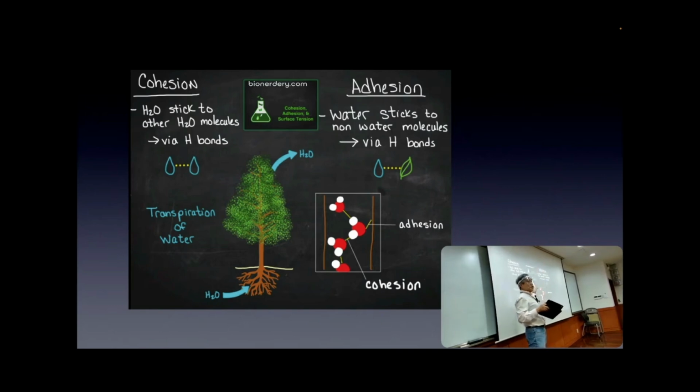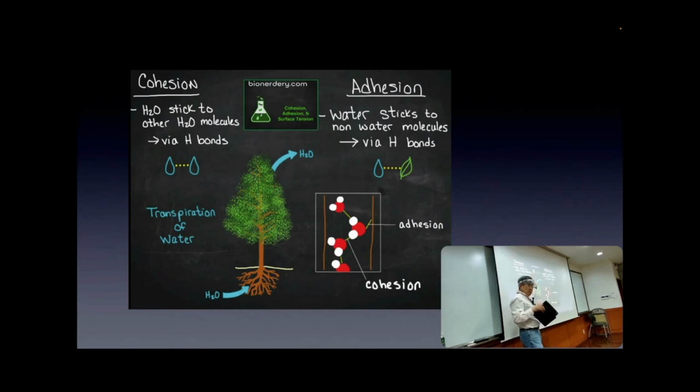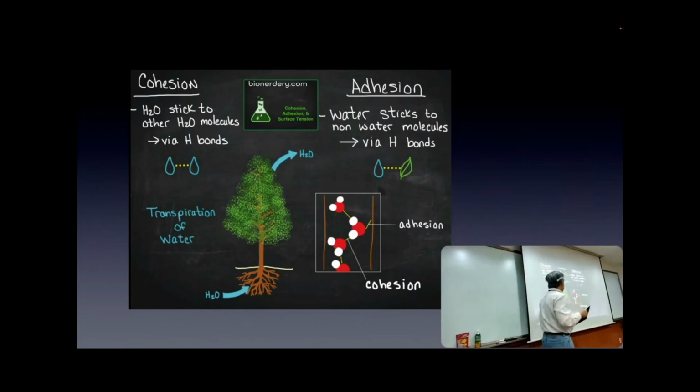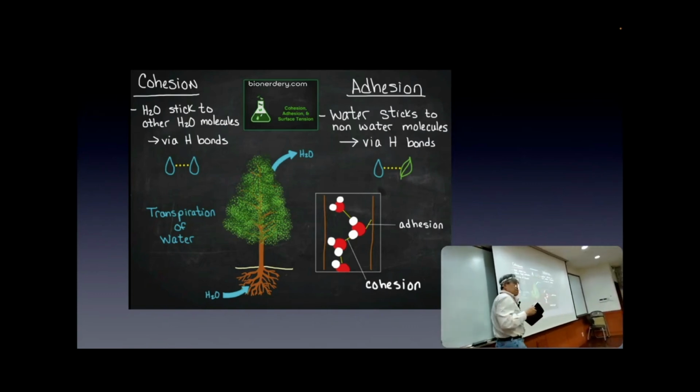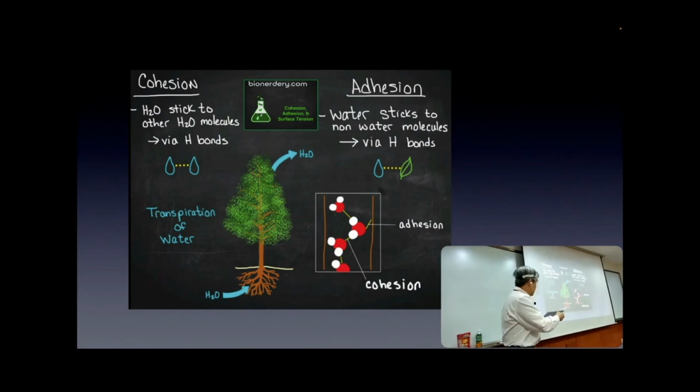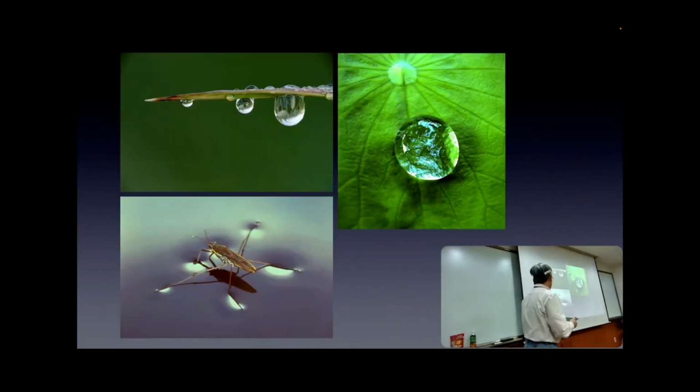Some trees can be as high as 10 meters or even 20 meters. If you try to think about it, how would it be possible to bring this water all the way up to 20 meters? And this little property of water is the thing that makes this travel possible.